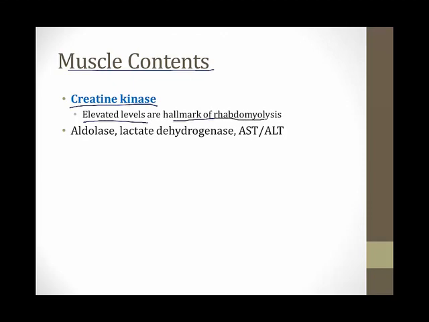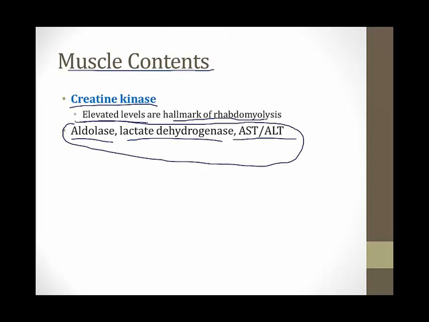There are also other muscle enzymes which spill into the plasma. These aren't always measured, but they can be. This includes aldolase, lactate dehydrogenase, and AST and ALT. All of these enzymes are found in muscle tissue, and their levels can potentially go up in rhabdomyolysis.